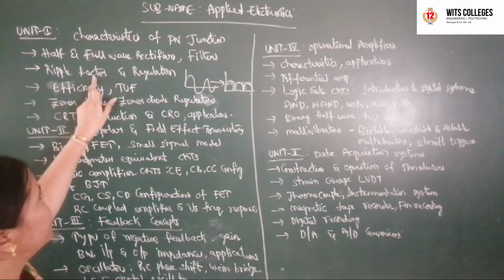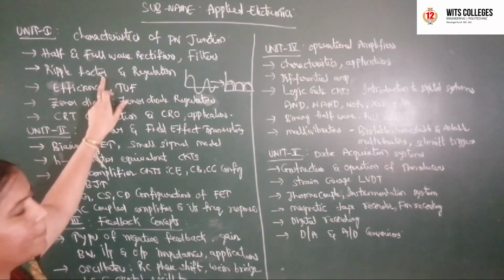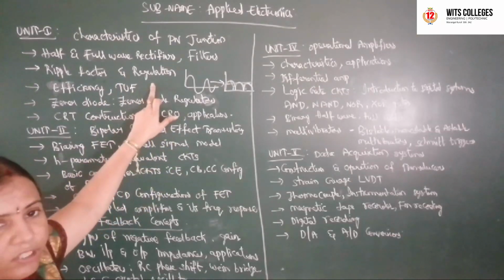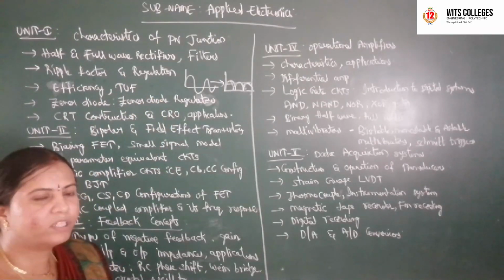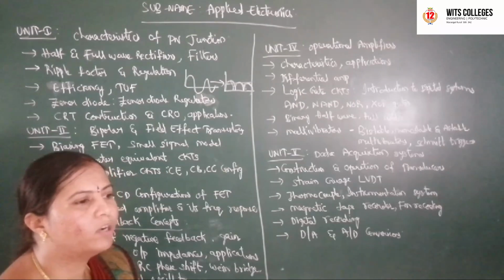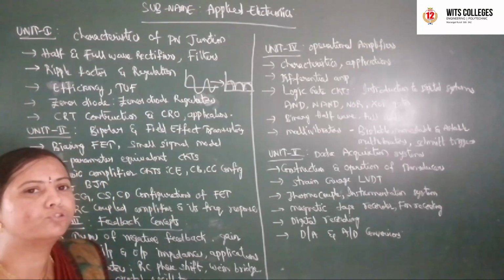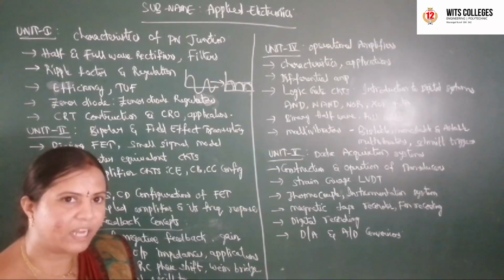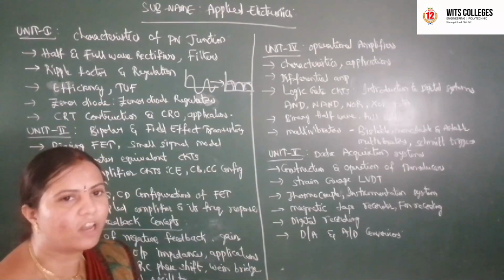So coming to the definition of ripple factor, ripple factor derivation for half wave and full wave rectifiers. What is the regulation? Regulation means what? What is voltage regulation? The voltage regulators are the circuits used to maintain the current constant irrespective of the AC main fluctuations.